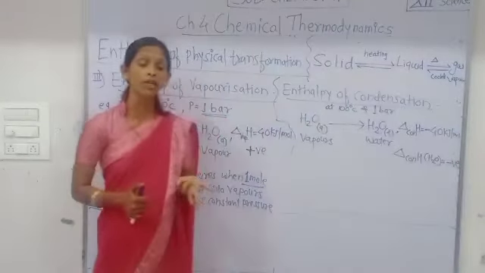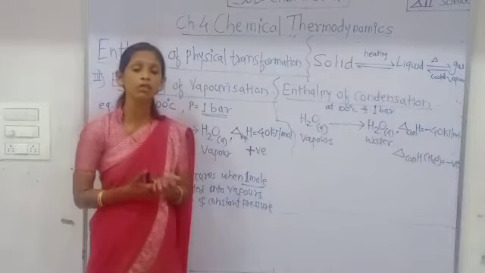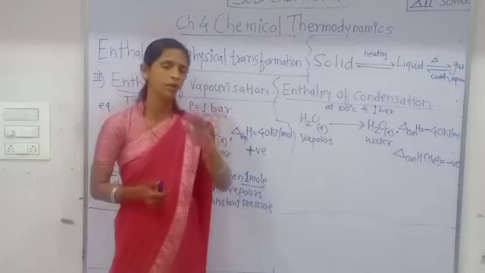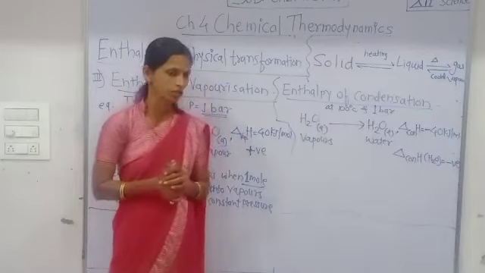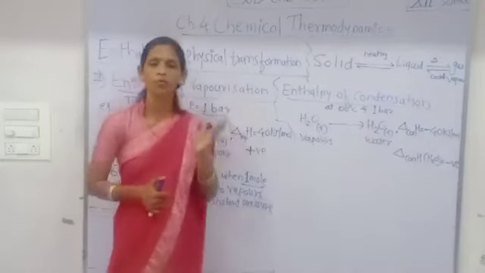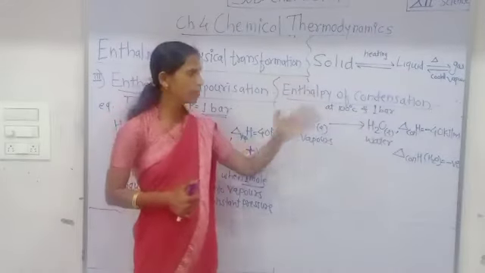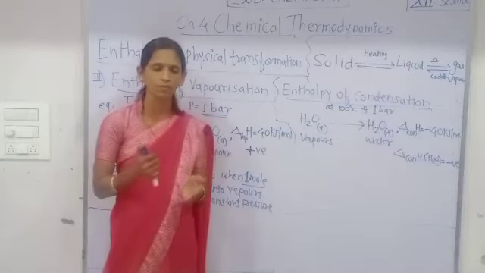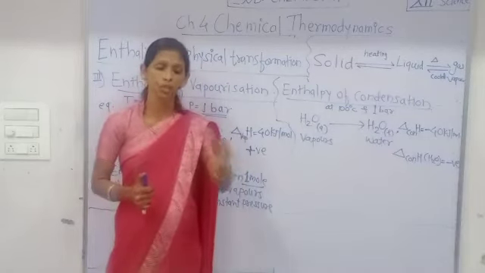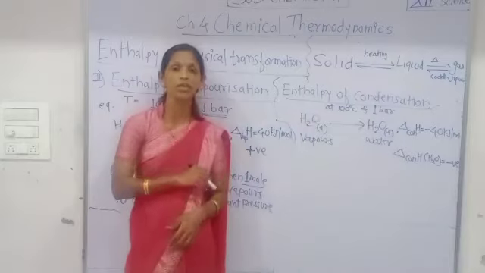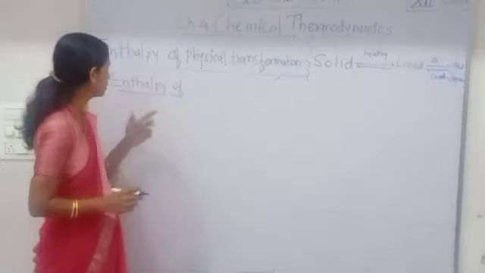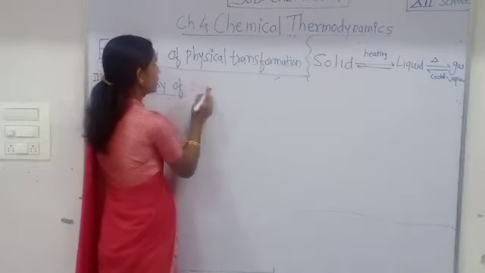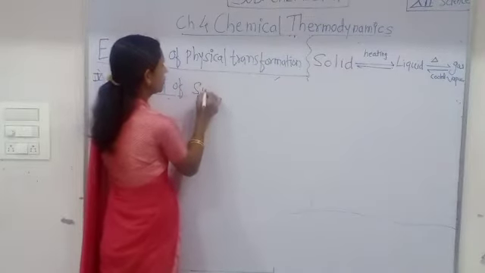We can find the enthalpy of fusion of different solid substances at constant temperature and constant pressure, as well as the enthalpy of vaporization, enthalpy of condensation, and enthalpy of freezing of different substances, which are given in the chart in your textbook. Then we can discuss enthalpy of sublimation.